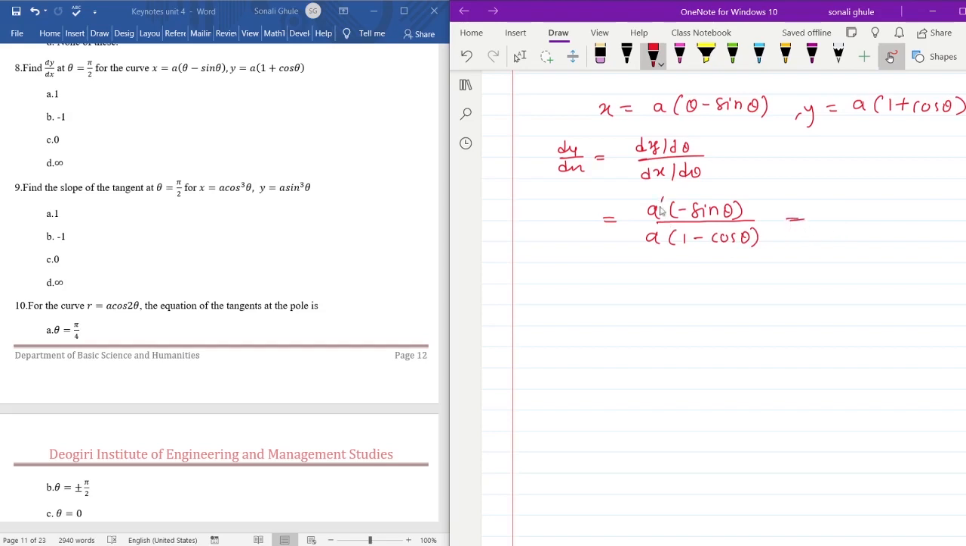Now solve this. So we get only these terms. And we have to find dy by dx at theta equals pi by 2. Put theta equals pi by 2. Sin pi by 2 is 1, so that is minus 1. 1 minus cos pi by 2 is 0. So you get the answer minus 1. So here is your correct option B.